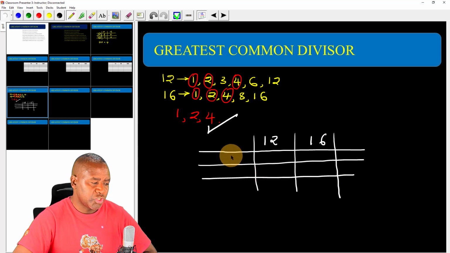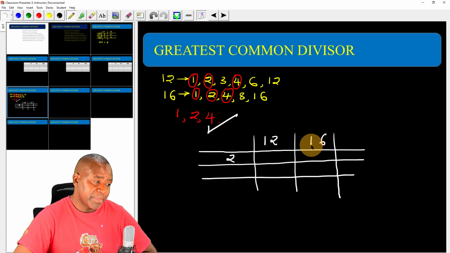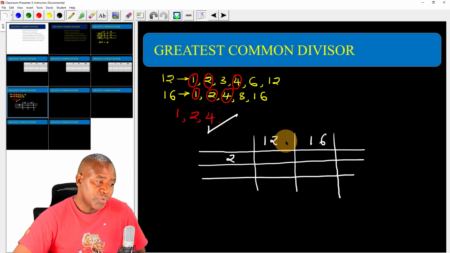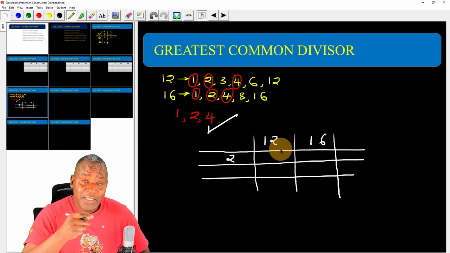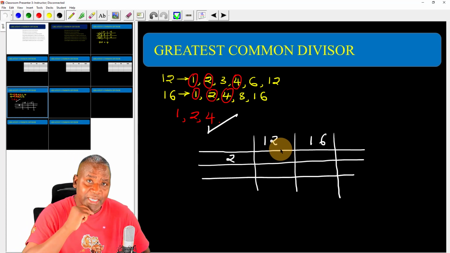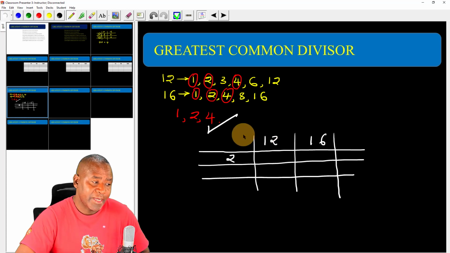For example, 2. I know 2 is a factor of both 12 and 16 because 2 can divide them exactly without a remainder. How do I know that a number is divisible by 2? That is where the skill of the divisibility test comes in. A number is divisible by 2 if the last digit is either 0 or even, and I find that both numbers end with an even digit. So when I divide 12 by 2, I get 6, and 16 by 2, I get 8.